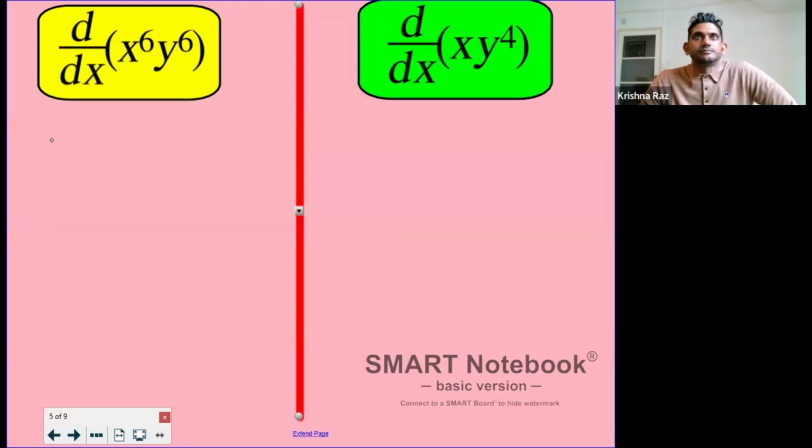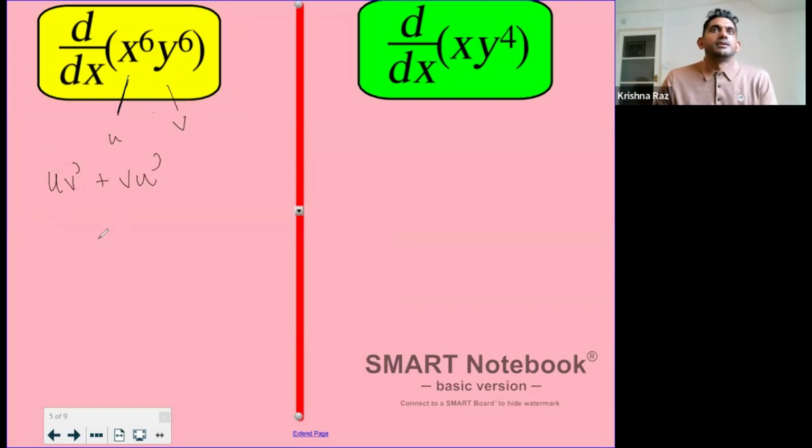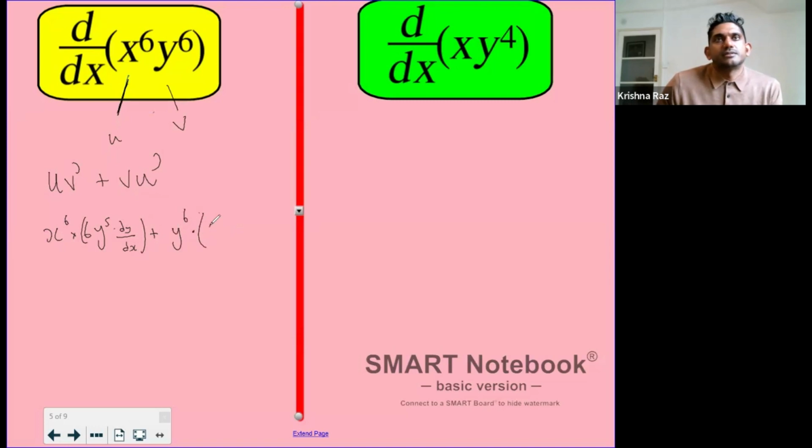So in this instance, we have a product, so we will need to use the product rule. So I have a u and a v. So the product rule is uv dash plus vu dash. So u times the derivative of v plus v times the derivative of u. So we will have x to the power of 6 times 6y to the power of 5 dy by dx plus y to the power of 6 times 6x to the power of 5.